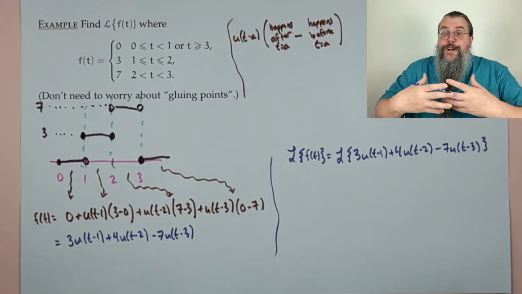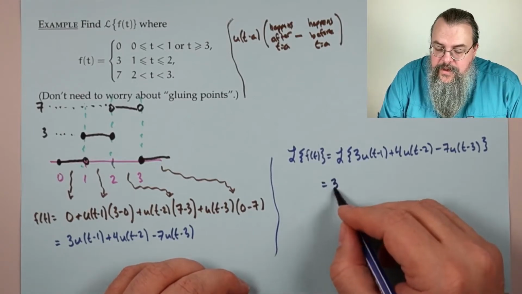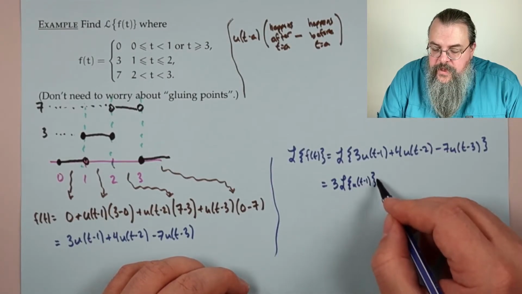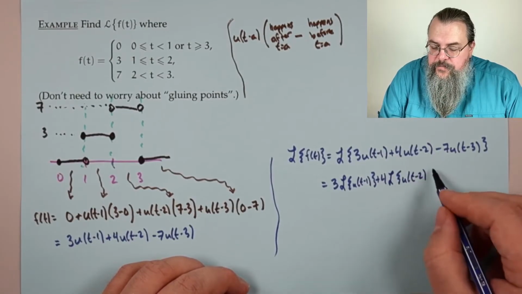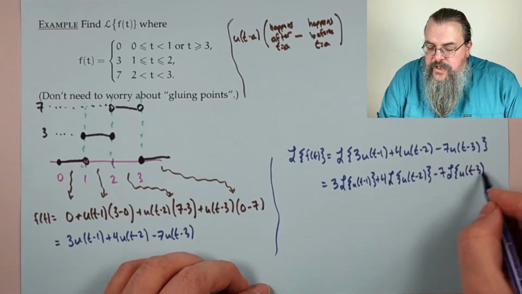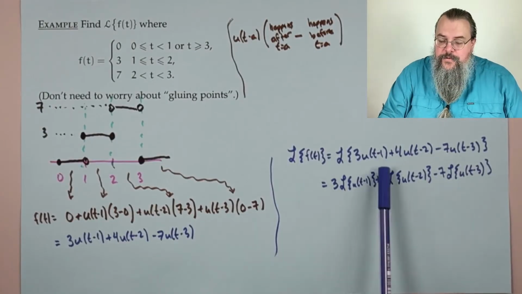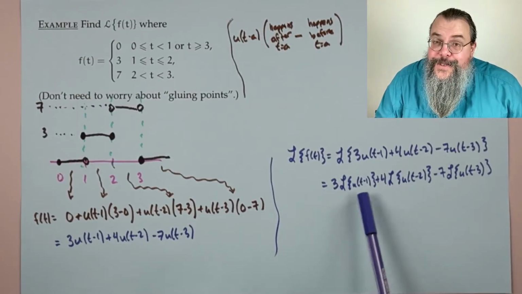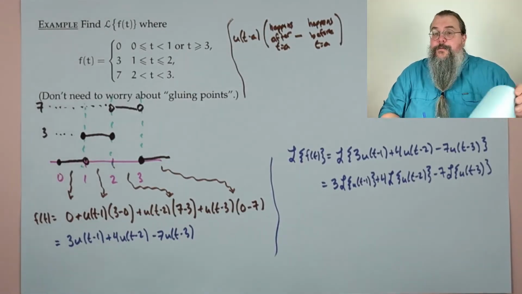Now we say, hey, but Laplace is nice. It breaks up. So we can say, okay, the 3 comes out, and then Laplace of u(t minus 1) plus 4 Laplace of u(t minus 2) minus 7 Laplace of u(t minus 3). Right? It's linear. We can break up over addition or subtraction. We can pull constants out. And then we say, hey, we just found that formula. Or if we forget, we just do what we will get used to doing.